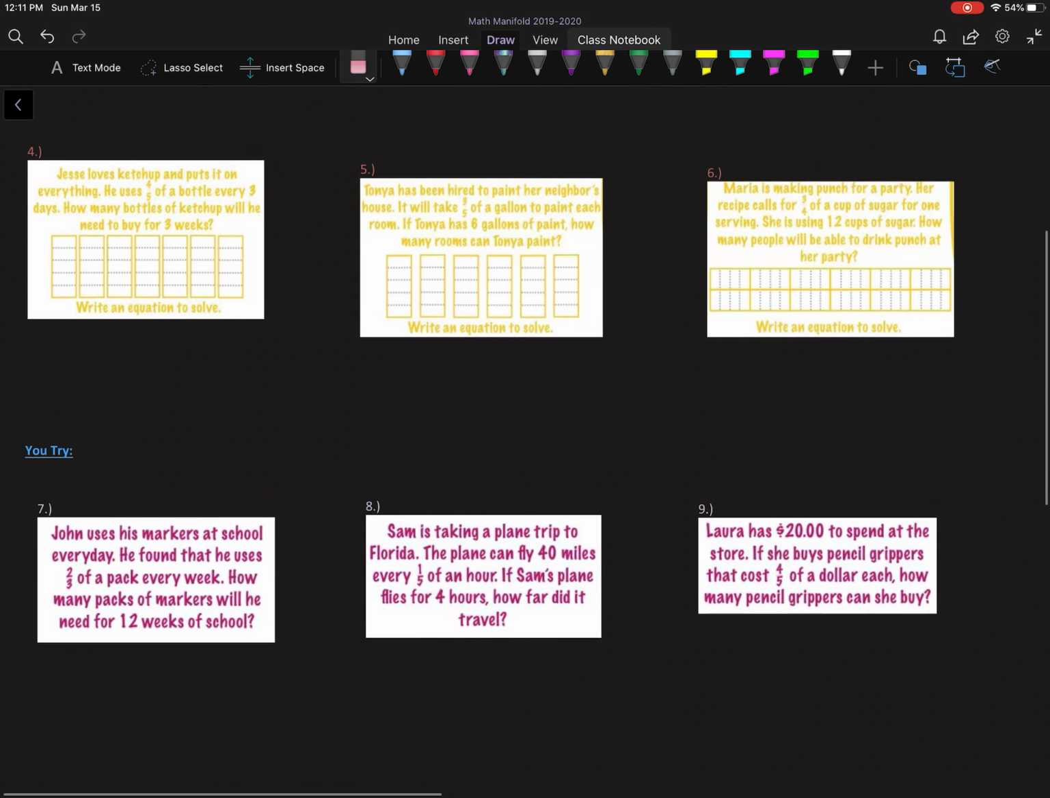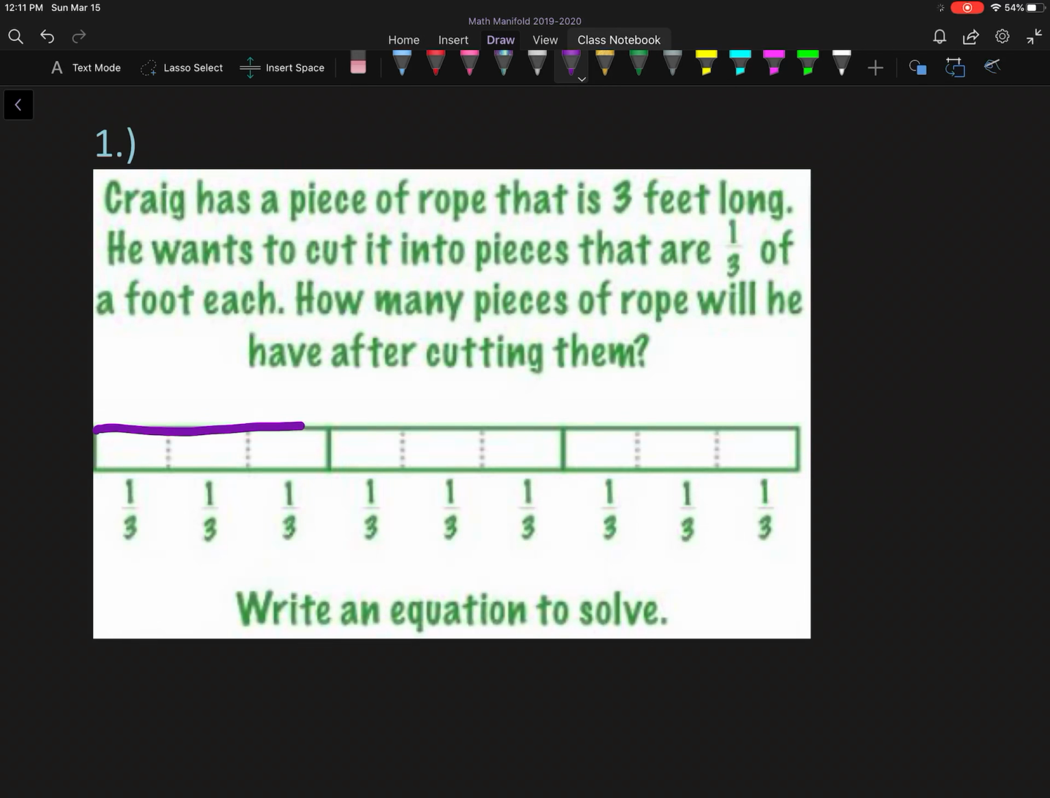So Craig has a piece of rope that is 3 feet long. He wants to cut it into pieces that are 1/3 of a foot each. How many pieces of rope will he have after cutting them? So he's got 1 foot, 2 feet, and 3 feet. So he's got 3 feet of rope that he is trying to split into thirds. So we want to see how many thirds can go into 3 wholes.